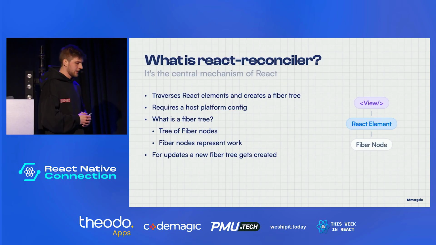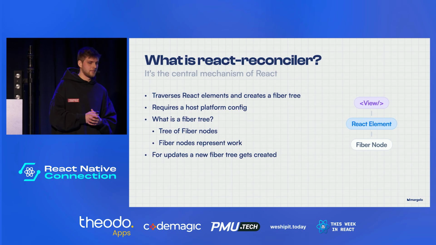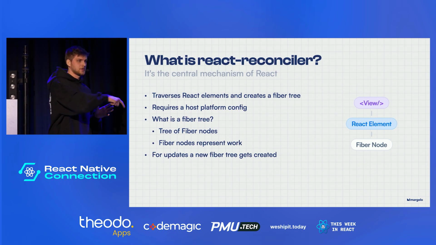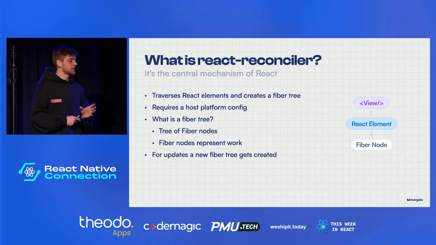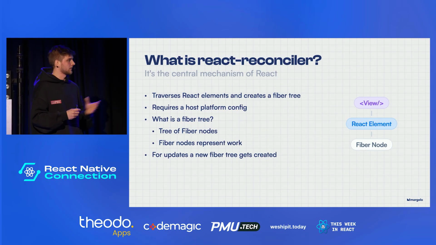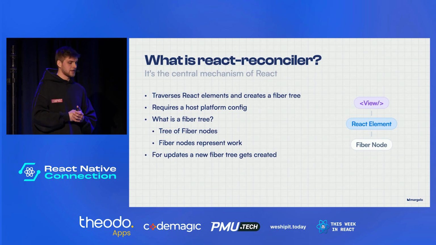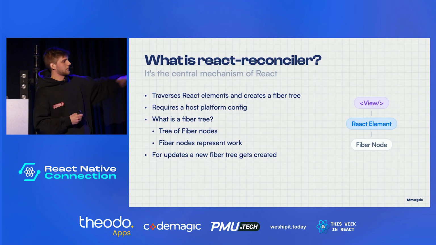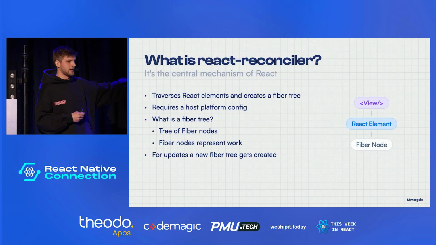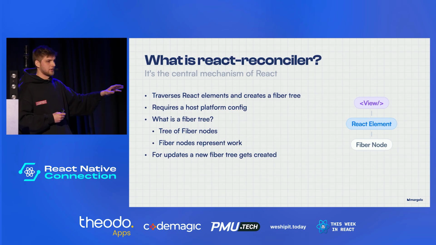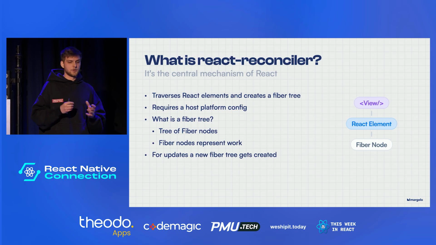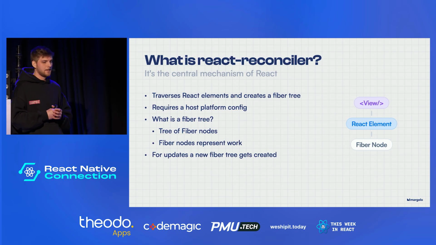So in detail, React reconciler is really an algorithm that takes our React element as a starting point and then traverses through all of our components by calling the function components or the render methods. And every time it does that, it creates a fiber node. So we can see that in our structure, we went from our React component to a React element to now having a fiber node. And this internal representation of fiber nodes is what we call the fiber tree.